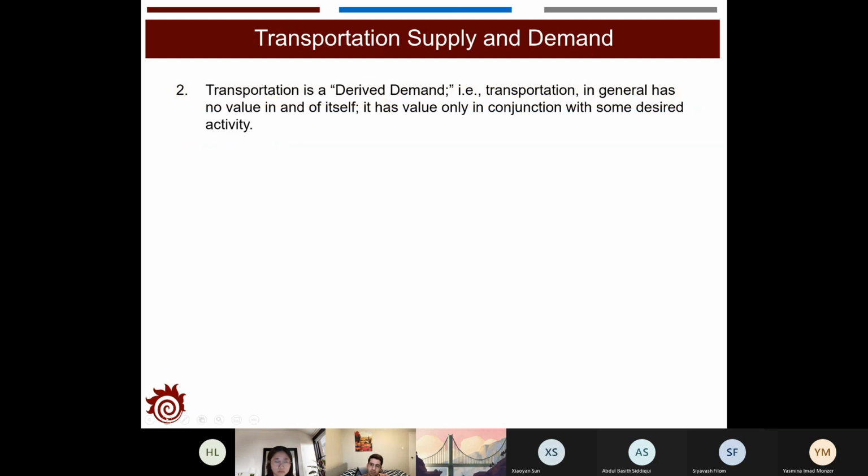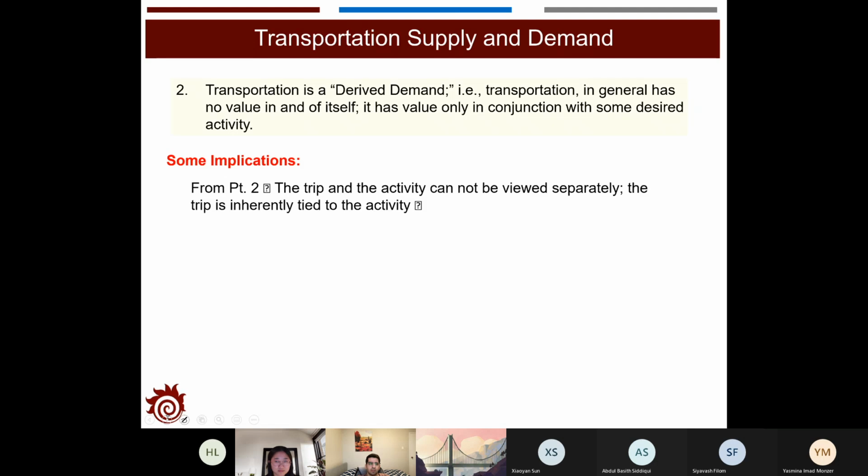And the second point, the transportation is the derived demand, and it does not generate any value by itself. So this means that the trip and activity cannot be viewed separately. If we consider the trip as an independent good on the road, then probably no one is going to take the trip because it won't generate any activity. Only when you combine the trip and activity together, you will find that the trip is meaningful. You take the trip because you want to take the activity at your destination.